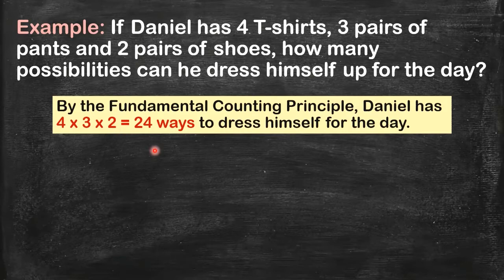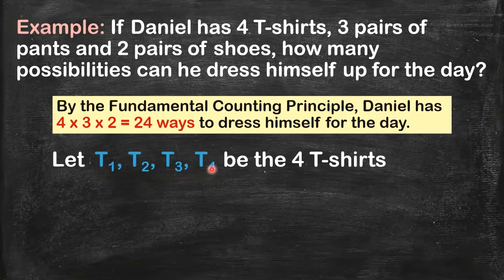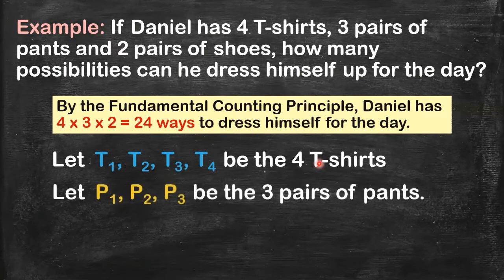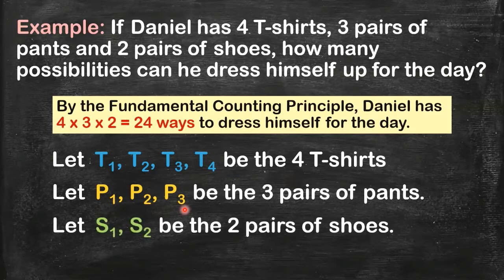Before we discuss the different methods and how to list down all the possibilities, let's name all the shirts, the pants, and the shoes here. Let's have T sub 1 up to T sub 4 be the names of the 4 shirts. 4 t-shirts, kaya T ang ginamit ko. For the pants, since there are 3 pairs of pants, I'm going to use P: P1, P2, P3. And then for the shoes, I'm going to use capital S. This is for the first pair of shoes, and this is for the second pair of shoes.